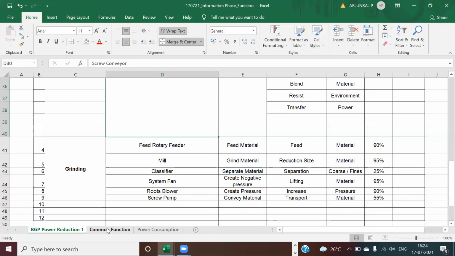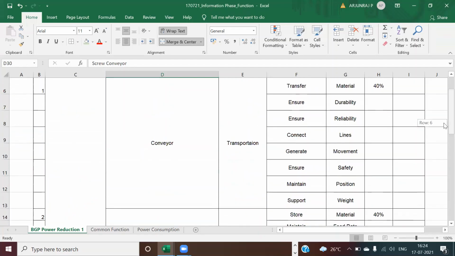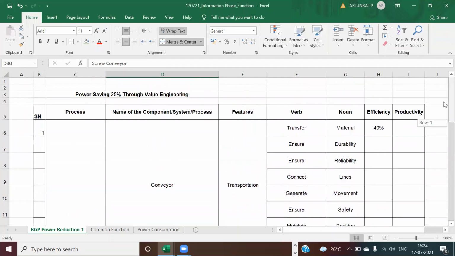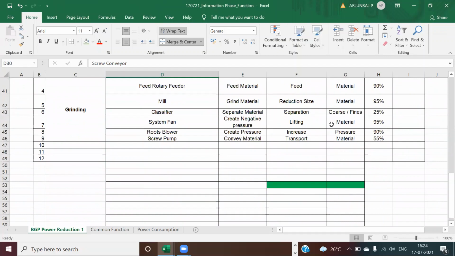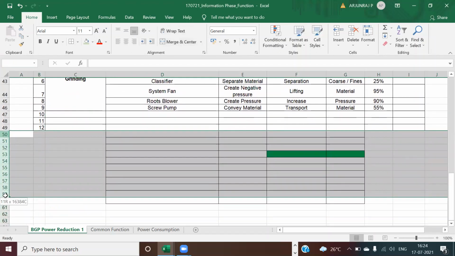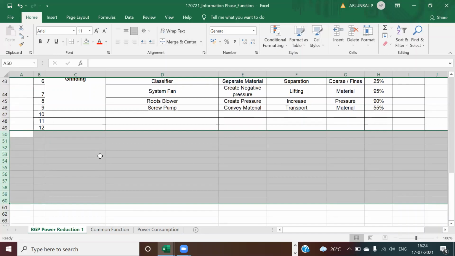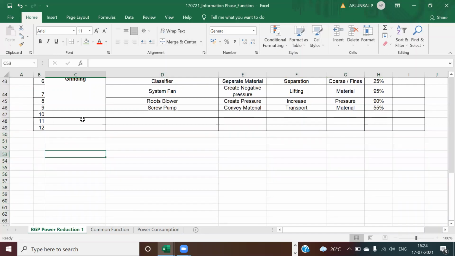Before that, I'll tell you how to go for a FAST diagram. You collect with respect to the process point of view, not with respect to the product point of view. So what you identify is correct only. I have deviated unnecessarily. What is the next process after grinding? I'll just give you an overview, then I will create a FAST diagram for the material handling alone. Can you tell me now what is the next process after grinding?